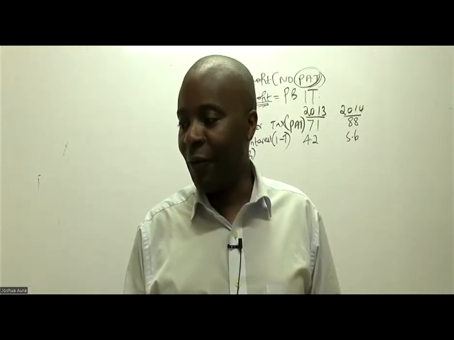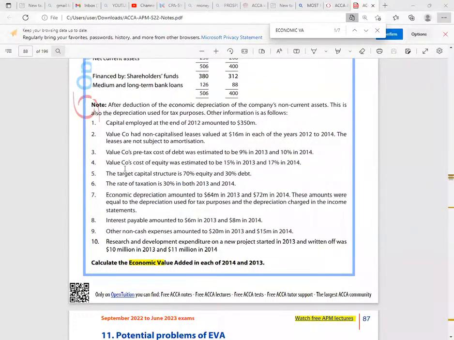Great. Now, ladies and gentlemen, from there, we got the next one. Number 3, value company's pre-tax cost of debt was estimated at this. This will help me to calculate WACC. The same case with note number 4 and note number 5. Number 6, I've seen where I'm using it. Number 7, economic depreciation amounted to 64 in 2013 and 72 in 2014. These amounts were equal to the depreciation used for tax purposes and the depreciation charged in the income statement.